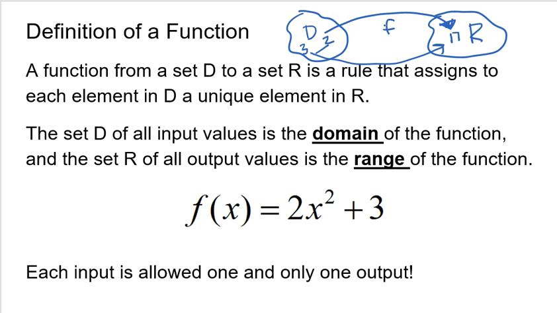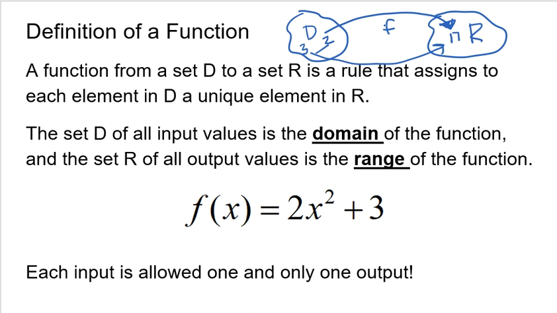Now, we call the set D, all of the input values, the domain of the function. So the list, the set, the interval that contains all possible input values is known as the domain. And the set R, or all of the output values, the interval, the set of all values that you get out of the function, is known as the range.